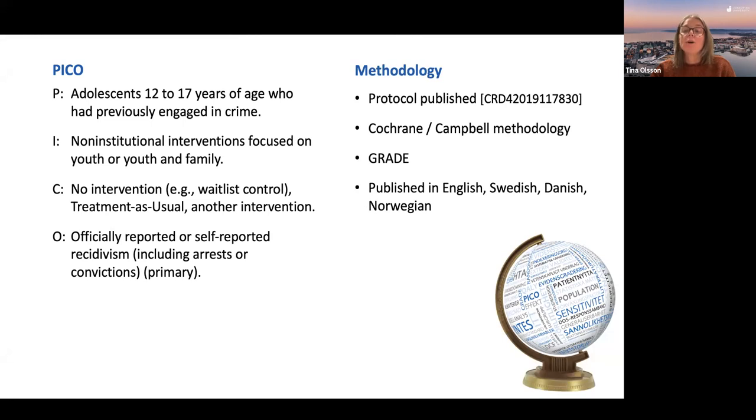We published a protocol, so if you're interested, you can take a look at that. We followed the methodology proposed by Cochrane and Campbell with a little bit of a difference, which has to do with our assessment of risk of bias and how we handled studies that we assessed as having a high risk of bias. We used GRADE, and we included interventions or studies that were published in English, Swedish, Danish, or Norwegian.